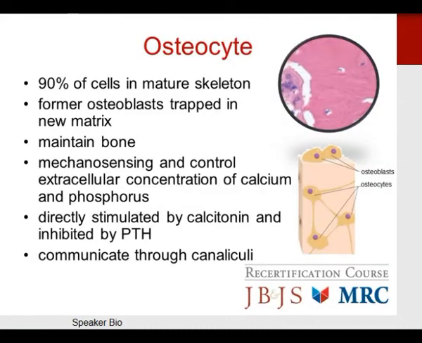The osteocyte is a mature bone cell. It forms 90% of the cells in the mature skeleton. These are former osteoblasts which are now trapped in the matrix. These maintain bones. They have mechanosensing and control extracellular concentration of calcium and phosphorus. These are directly stimulated by calcitonin, and they're inhibited by parathyroid hormone. These communicate with each other via canaliculi.